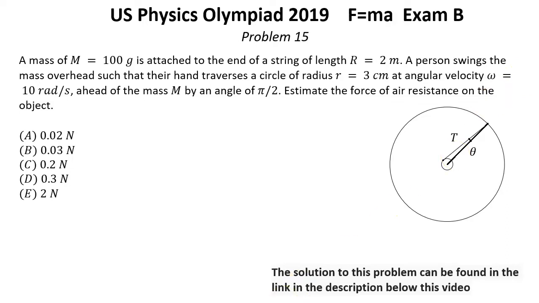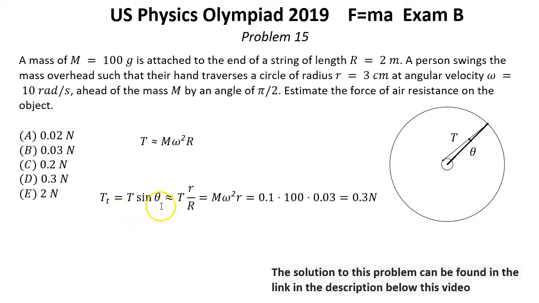We have tension equal m omega square big R, and we have the projection of tension in the direction of body motion equal tension multiplied by sine theta, which is approximately T small r over big R, which is m omega square small r. After putting numbers we have 0.3 newtons. That's answer D, and that was the solution for problem number 15.